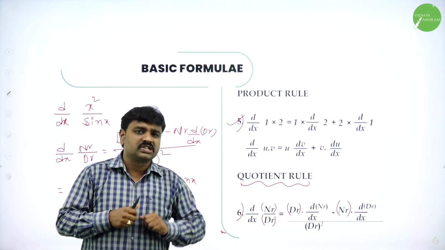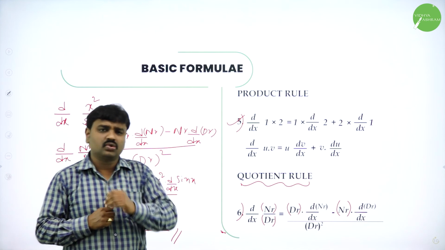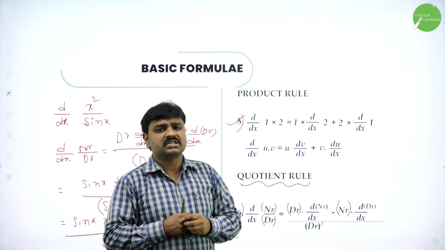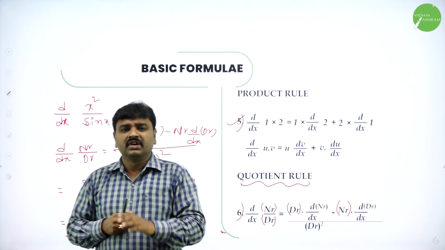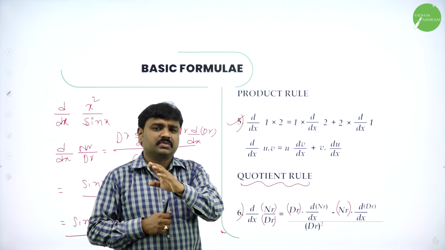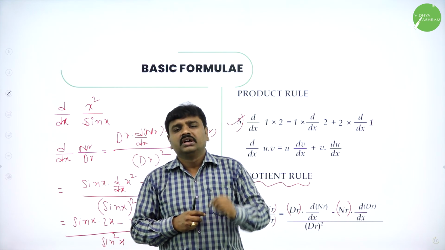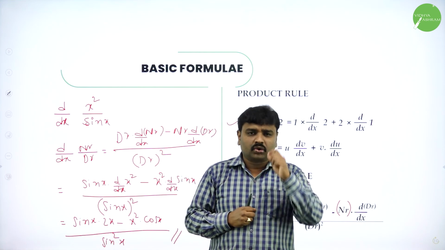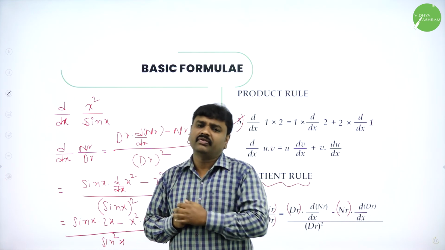Then I gave 6 rules. All alphabets are constants except x and t, and all numbers are also constants. The second rule is d by dx of a constant is 0. Third, d by dx of k into f of x is k into d by dx of f of x, meaning take the constant outside and differentiate the function. Then I gave the product rule. For the derivative of a product of two functions, first into derivative of second plus second into derivative of first.